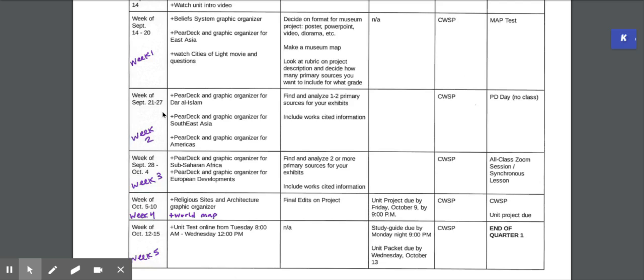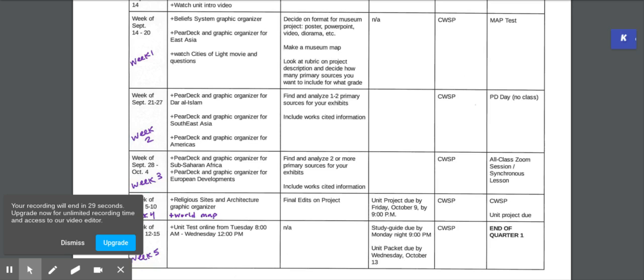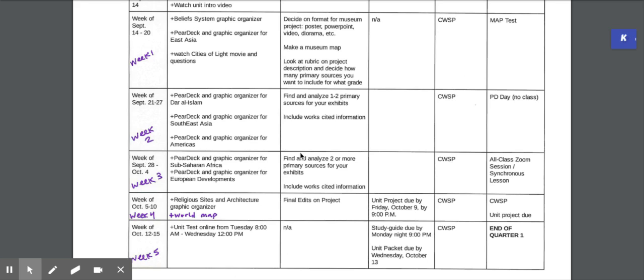During week 2, you will need to do, again, a few graphic organizers. You will have 3 Pear Decks with the 3 graphic organizers. Dar al-Islam does have 2 sets of graphic organizers. This is the heaviest week. I apologize for that, but in order to fit it all in, that's just the way it came out.